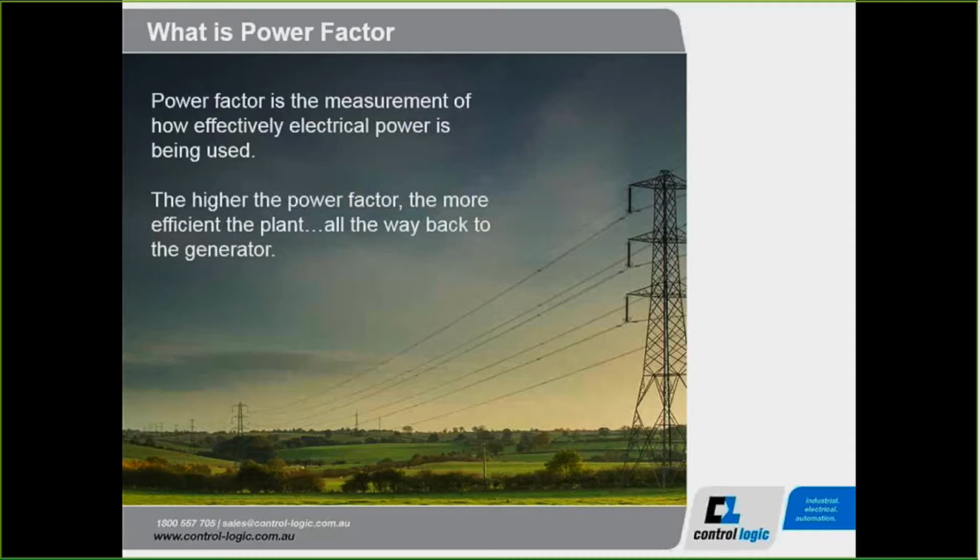Energex, for those of you that don't know, they're the energy generator in South East Queensland. And they have a very good definition up on their website of what power factor is. Basically, their definition is power factor is a measurement of how effectively incoming power is being used at a site. It's expressed as a numerical value between 0 and 1. The closer a power factor is to 1, the more efficient a business is consuming electricity. They also state a power factor between 0.95 and 1 is more cost effective. Okay, so that's just a basic definition of what is power factor.